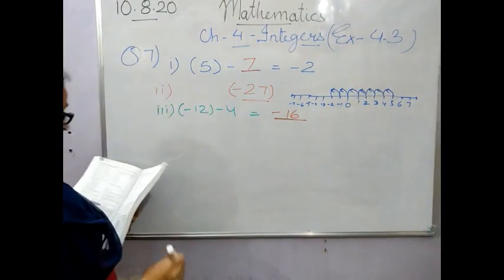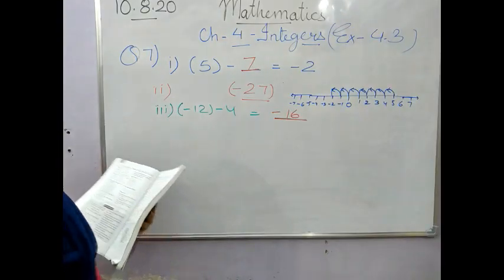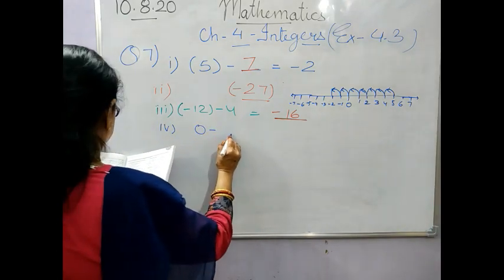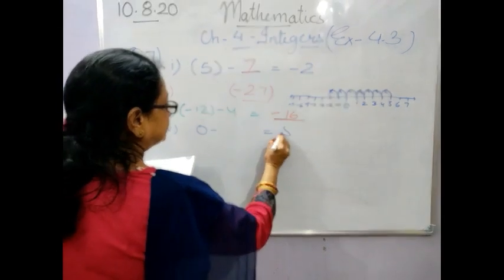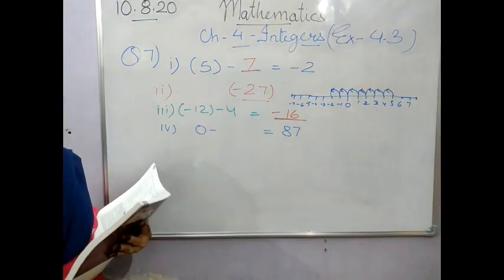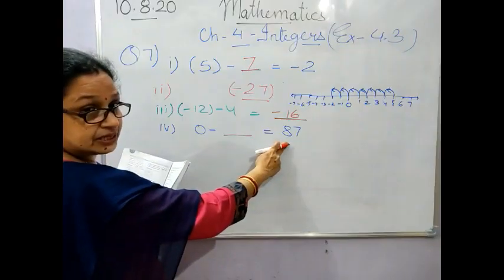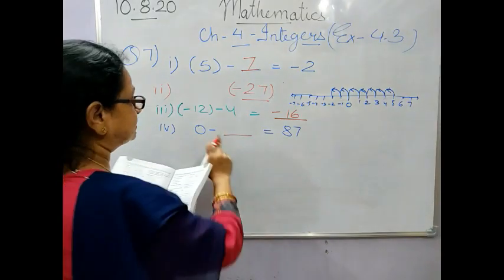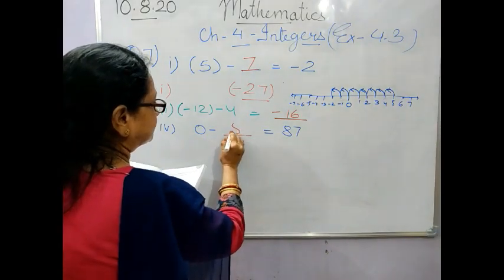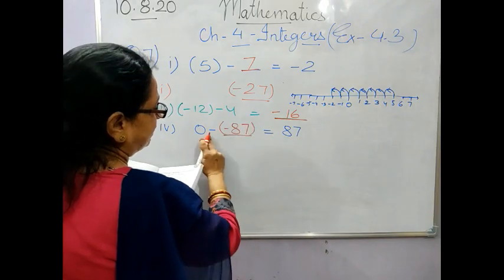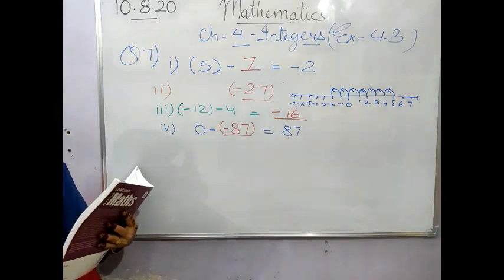Then see the fourth one. It is 0 minus dash is equal to 87. See children, you know whenever you are adding or subtracting 0, you will get the same digit, only the sign of the answer will differ. This is minus, so this is 87. Since this is plus, so it will be minus minus plus.